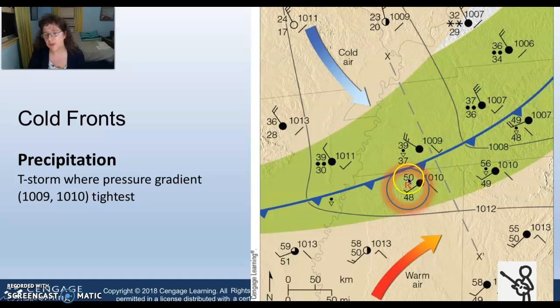So in a very short distance, you go from 50 to 39, and look, you've got a very, very narrow distance between pressure changes between the 1009 and the 1010. You've got broader here between the 1007 and the 1008. You've got broader here between the 1011 and the 1012. So where these are really tight, that's where your thunderstorm is.